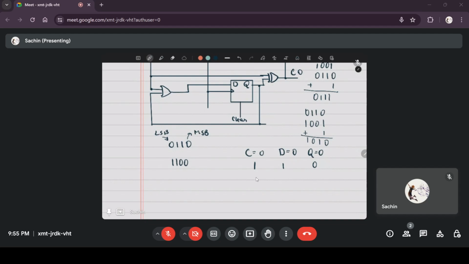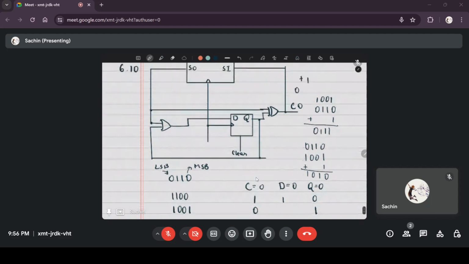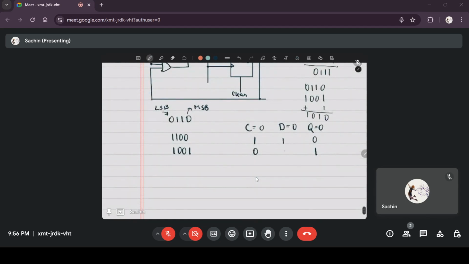Now after one more shift, this D goes to Q. The 1 at C goes to the shift register. So the value of C now is 1 XOR Q, which is 0, and the value of D is now Q or 1, or 1, which is 1.